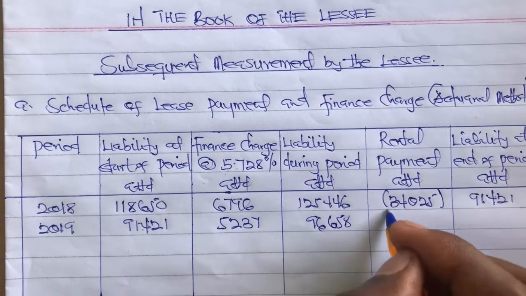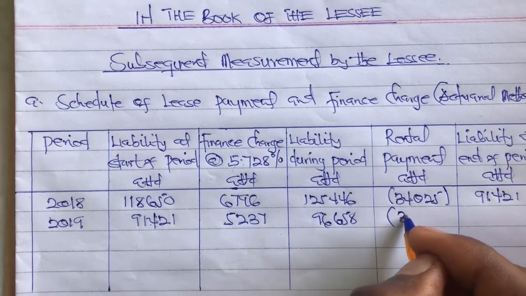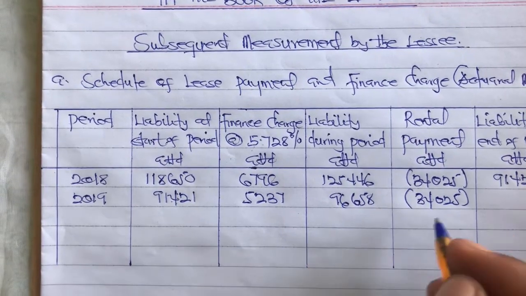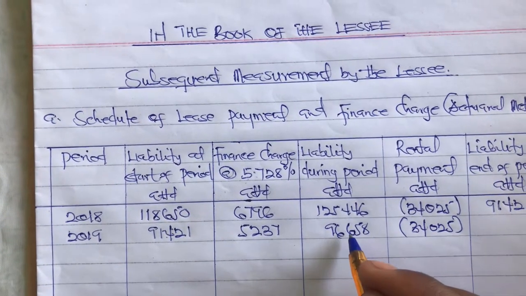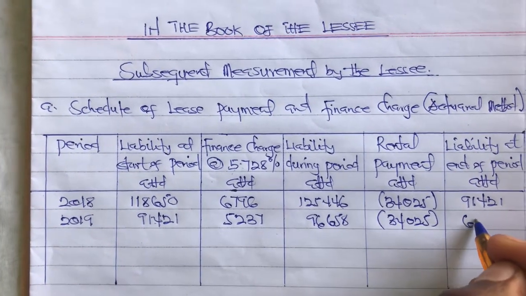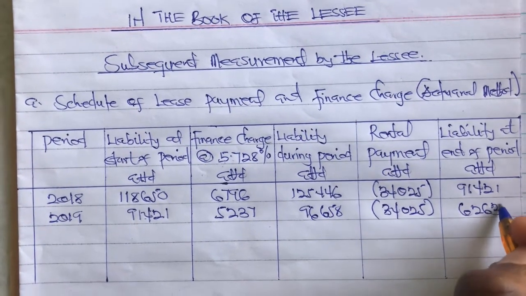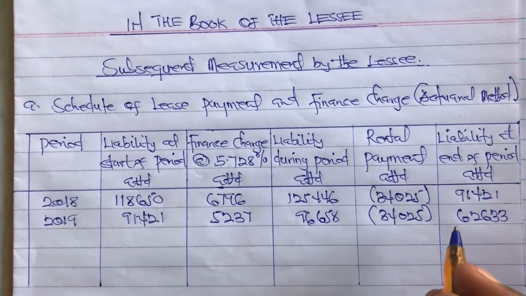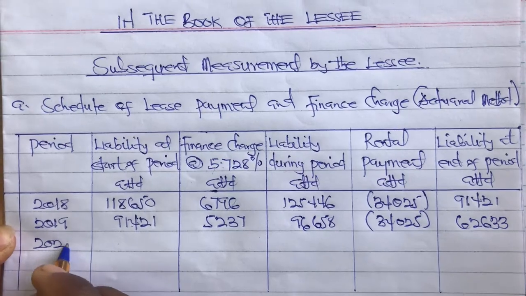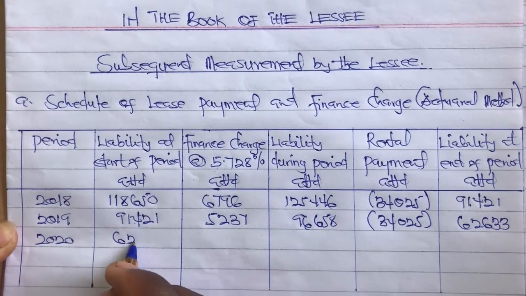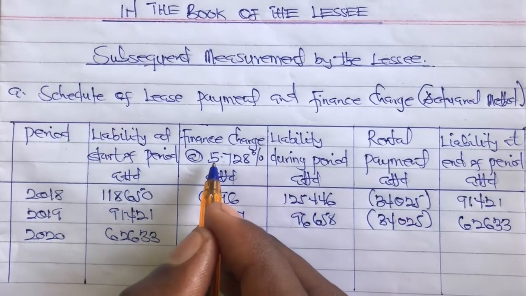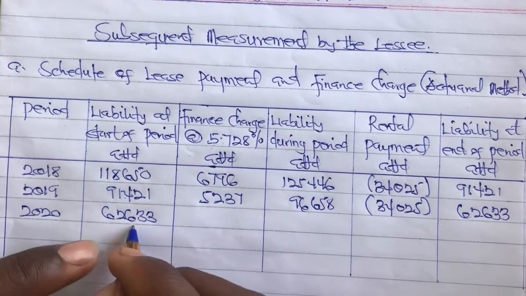96,658. Now the annual rental payment is constant, so 34,025 Ghana cedis. So we take the annual rental payment from the liability during the period to arrive at the liability at the close of the period, and that is going to give us 62,633. So the liability at the close of 2019 becomes the liability at the beginning of 2020. So for 2020, that is 62,633.